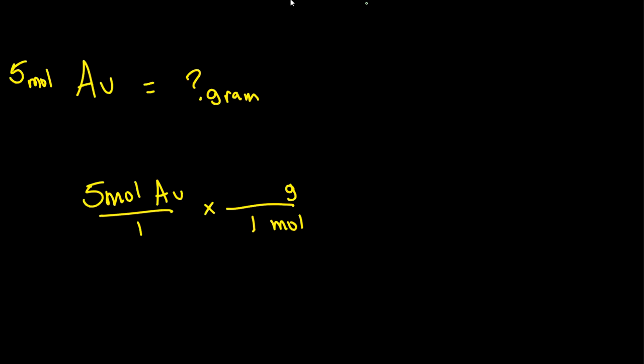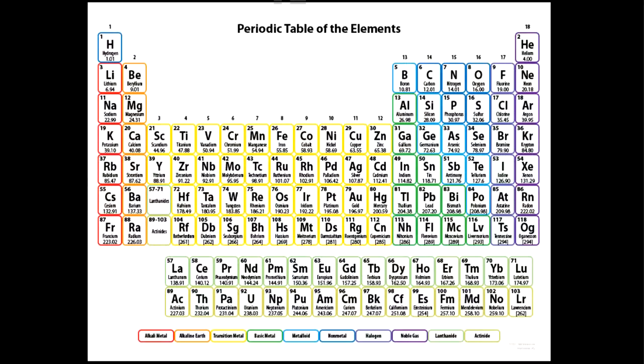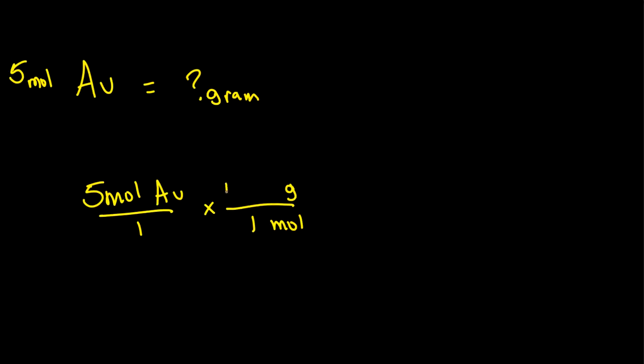So 1 mole of gold is equal to what? We go back to our periodic table. So I go to gold, I find gold. Gold is 196.97. Now we just follow our proportions. 5 divided by 1 is 5. 5 times 196.97, we get 984.85. Moles cancel out. That leaves us with just grams. So 984.85 grams of gold. Pretty simple, right? Let's do another example.